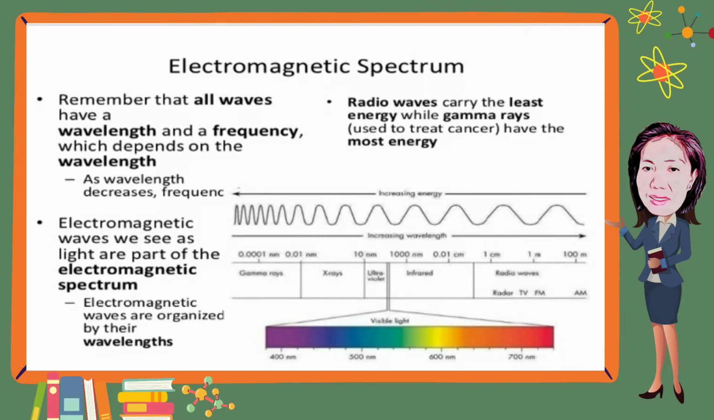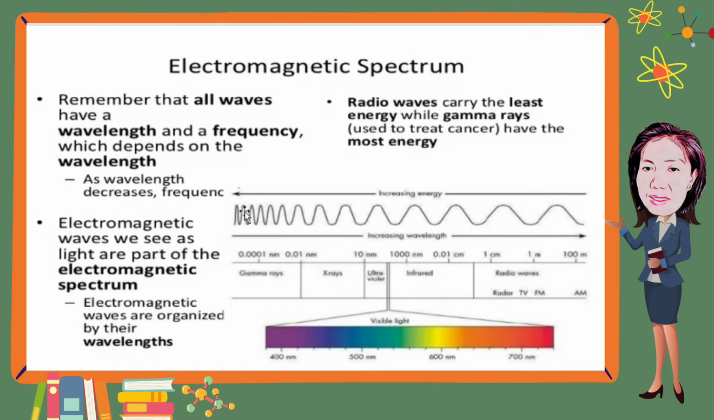So all waves have wavelength and frequencies. So we said that wavelength is the distance from crest to crest. And how about frequencies? The number of crests passing through in 1 second. So here we can say that in color red, frequencies are lesser compared to the violet. There are more crests found in the violet. This is because violet has a shortest wavelength.